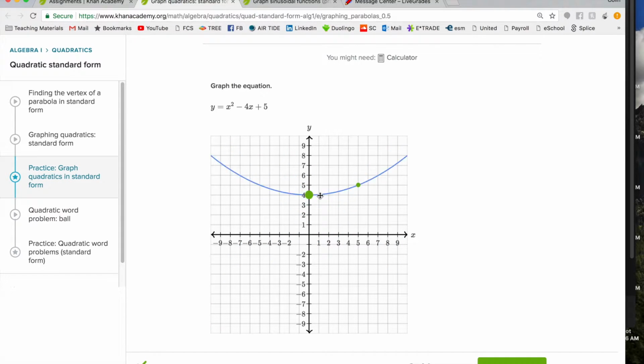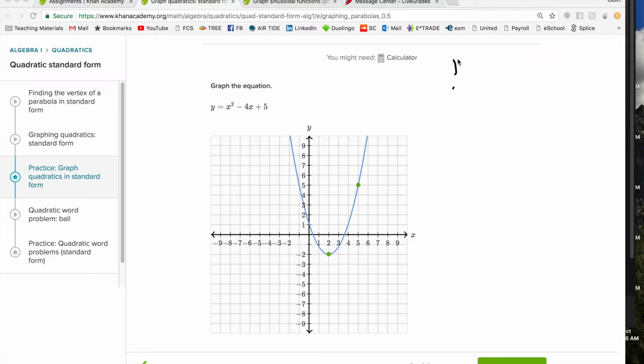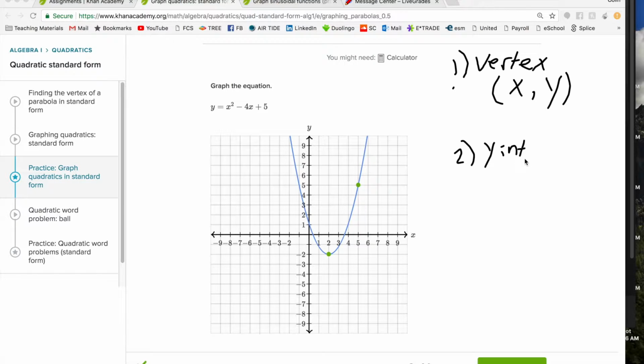Okay, so we need to discover where this point needs to go on the graph. That's our first part, dealing with the vertex. And that is going to be a point that is going to be an x and y coordinate. So we'll need an x coordinate and a y coordinate of our vertex. The second part is going to be finding the y-intercept. And that part's easy because that y-intercept is just the c value.